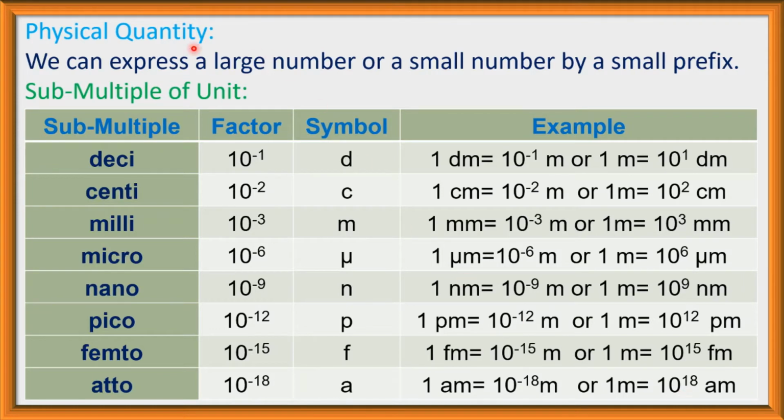So these are the submultiples of a unit: deci, centi, milli, micro, nano, pico, femto, atto. Minus 1, minus 2, minus 3. Then the interval is 3. Minus 3, minus 6, minus 9, minus 12, minus 15, minus 18. Deci, centi, milli, micro, nano, pico, femto, atto.